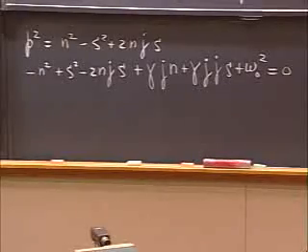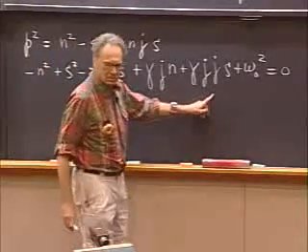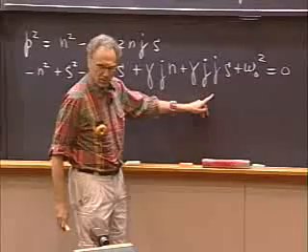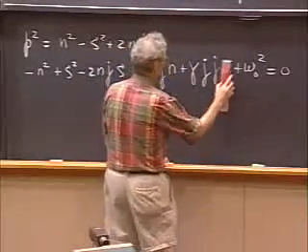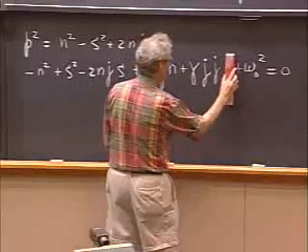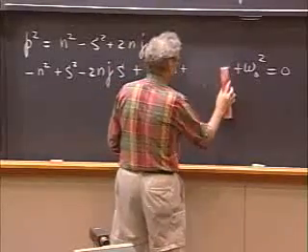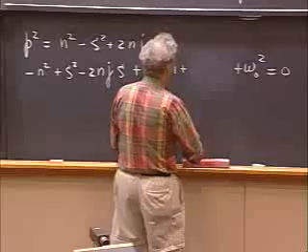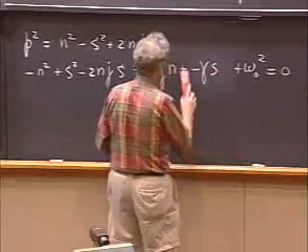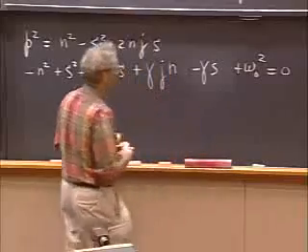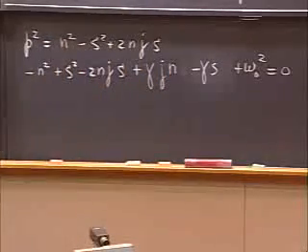I have here j square. J square is minus 1. So, I can erase this and replace it by minus gamma s. You cannot do that. That's the price you pay if you didn't take my advice not to take any notes. So this is minus gamma s.